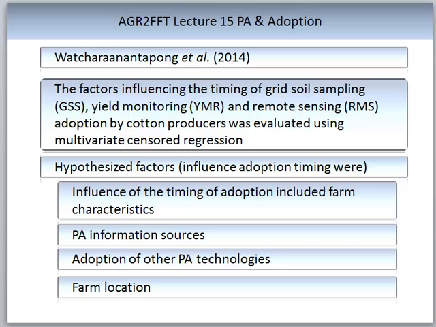As part of the setup of this study, they had to start by hypothesizing factors that might influence adoption timing. These included the farm characteristics, precision agriculture information sources, adoption of other PA technologies, and the location of the farm. It was important to understand these to set out the methodologies correctly.